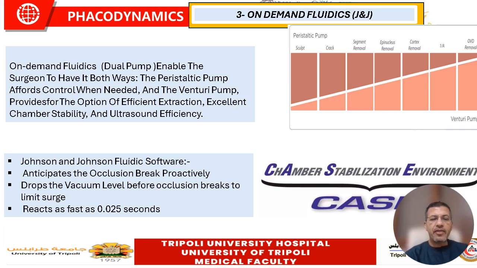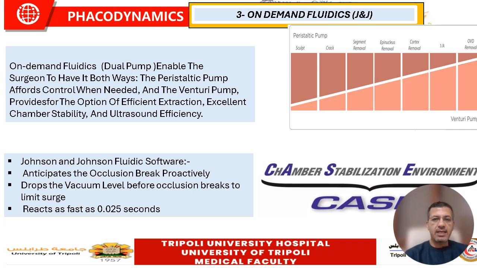Another innovation in phaco fluidics is the one invented by Johnson & Johnson, previously known as AMO, which is known as the on-demand fluidics. On-demand fluidics means that the system incorporates dual pumps, the Venturi pump and the peristaltic pump, and the surgeon has the choice to choose between the two pumps on the fly, according to the stage of the operation and the need of the surgeon, shifting between peristaltic and Venturi pumps.